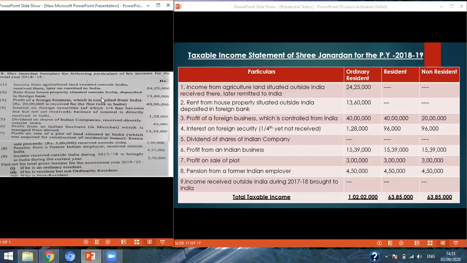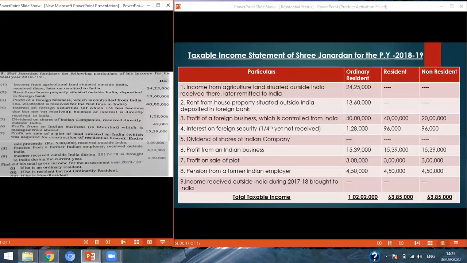Rent from house property situated outside India deposited in foreign bank. This is also, we go for 4 check, right? Is it earned in India? No. Is it received in India? No, because it is deposited in a foreign bank. And the house property is also situated outside India.